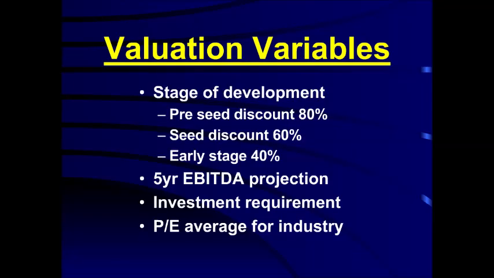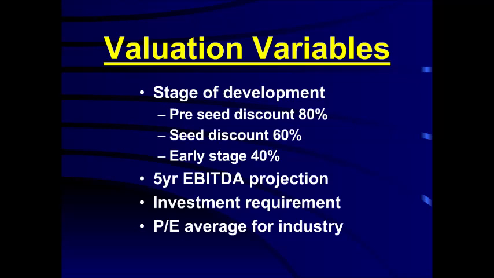Some of the variables applied to valuation are presented in this slide. Typical discount variables include 80% for pre-seed investments, 60% for seed stage investments, and 40% for early stage investments. This is a risk-reward discount that is the equivalent of saying the chances of a pre-seed deal, for instance, of being successful are less than 80%.